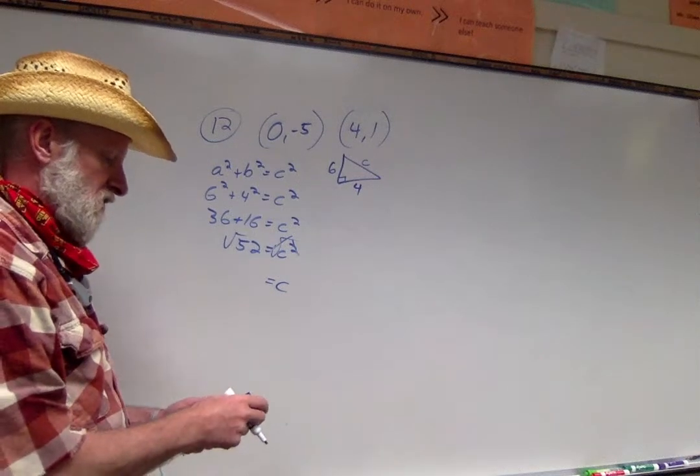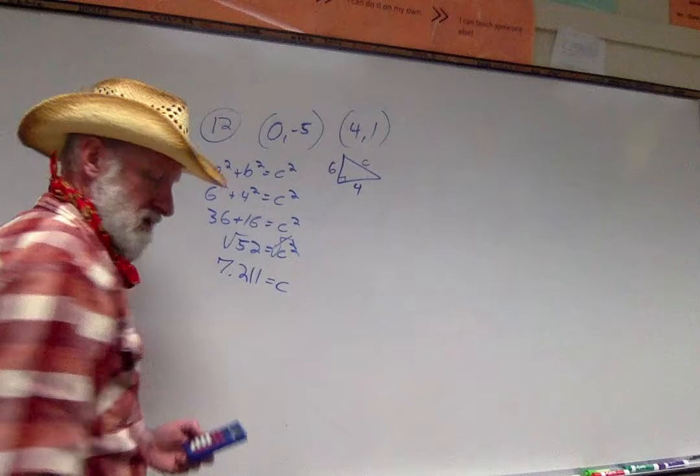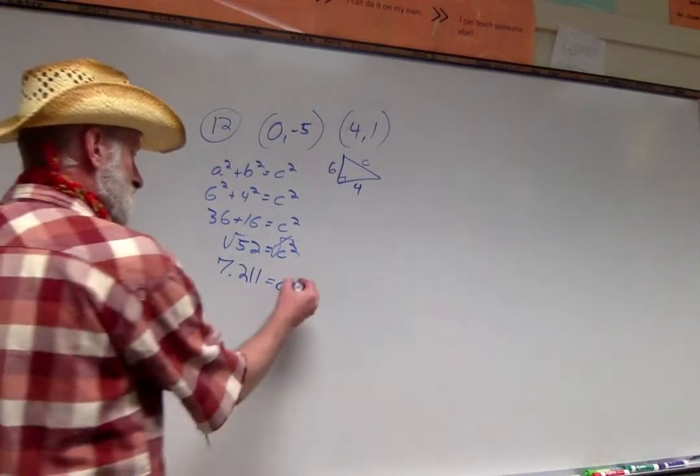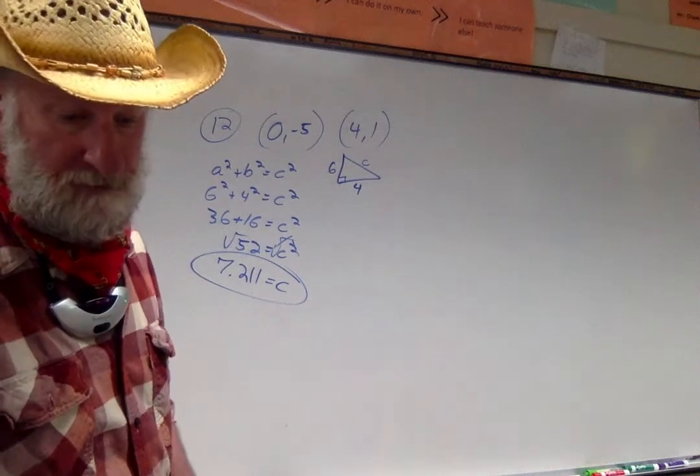Well, the square root of 52, everybody, is 7.211. It just keeps on going. Is that good enough? They said 7.2 units. I'll take it. I'm fine with just 7.2, everybody.